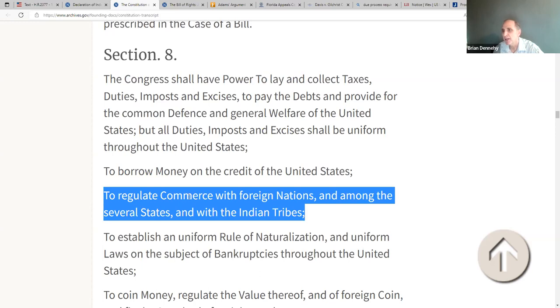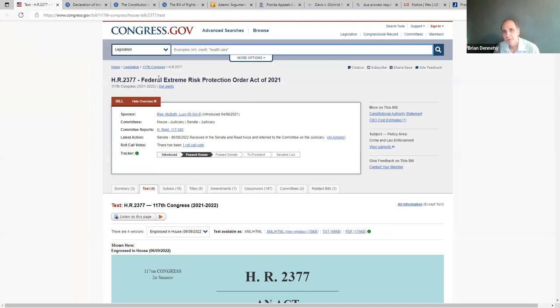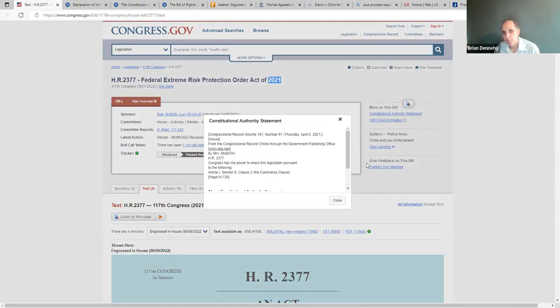Now, I'll provide a real life current example of this. Y'all know the federal government, they passed this red flag law, the federal Extreme Risk Protection Order Act of 2021, right? So what constitutional authority are they relying on?